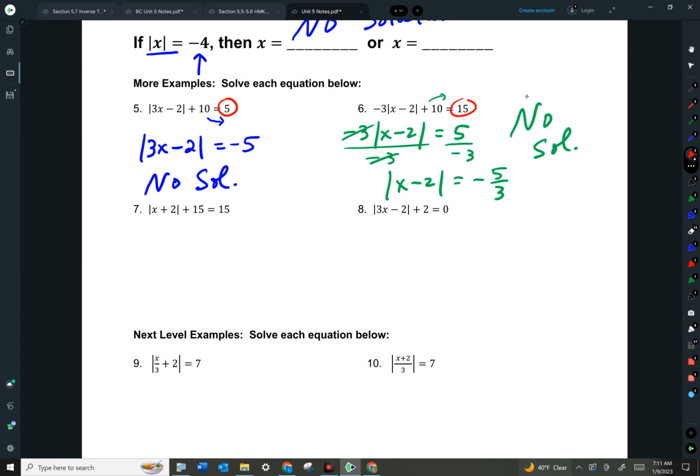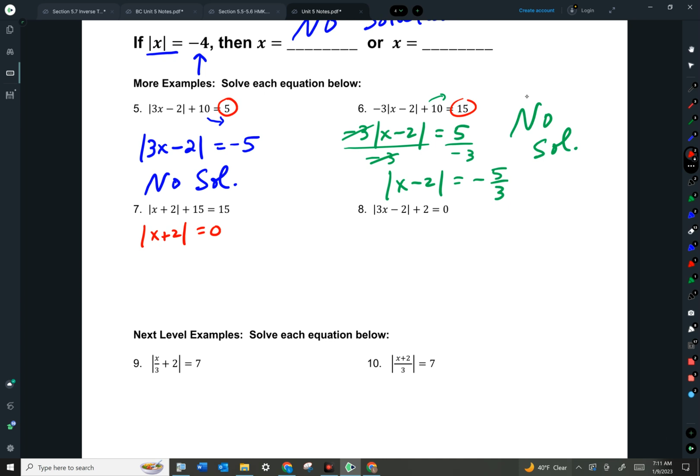So start by subtracting 15. So absolute value of x plus 2. If I subtract 15, I get 0. Well, that's not negative, but it's also not a positive number. Can the absolute value equal 0? Sure it can. And so you might say to yourself, well, do I have to write two equations?